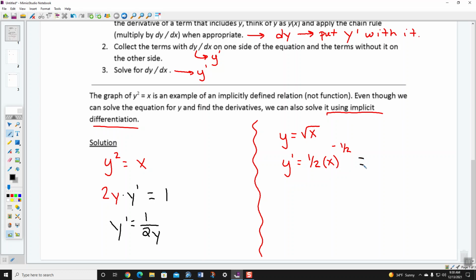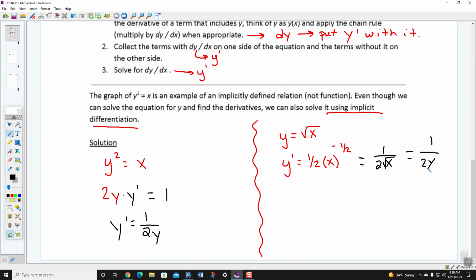Do you guys agree that if this is x to the negative 1/2, I can move that x to the bottom and make that a positive down here? Mm-hmm. Okay? So this would be like 1 over 2, let's see, x to the 1/2 down here, isn't that like the square root of x? You guys agree with that? Mm-hmm. But my friends, what's the square root of x equal to? Y. What can I replace the square root of x with here? Y. Isn't that really the same thing down here?